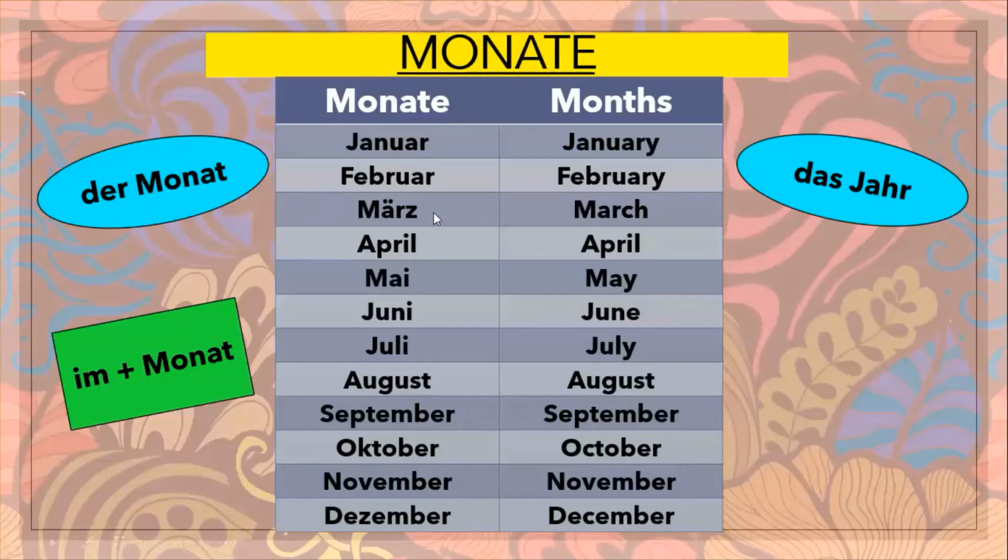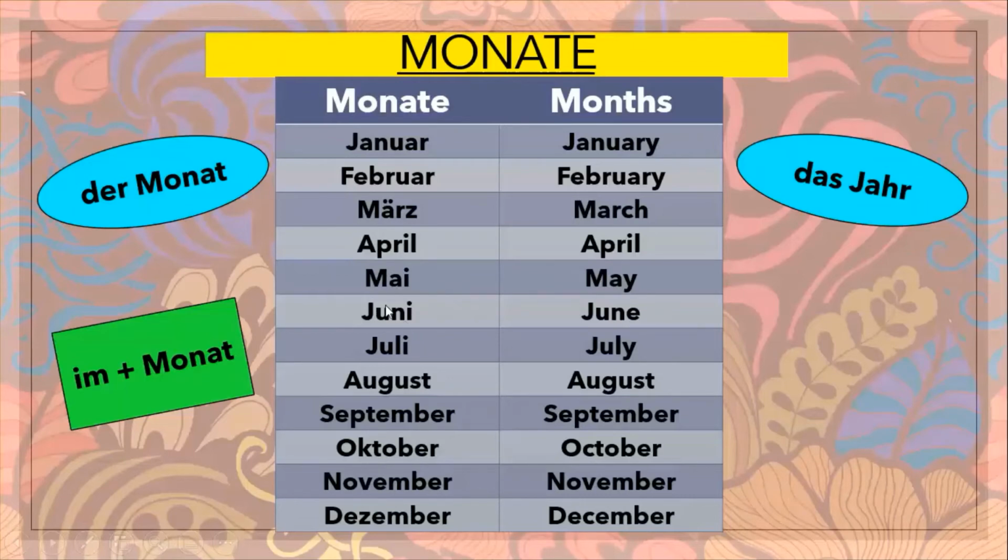Also note that before each of these months, we will use the preposition im before the month. So im Januar, im Februar, im März, im April, etc. to mean in these months.